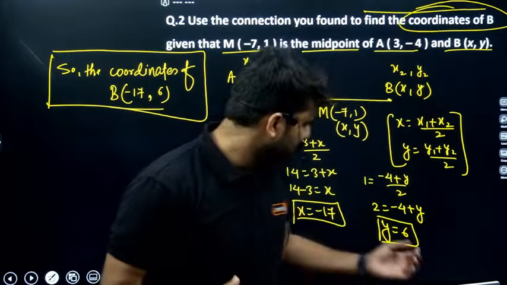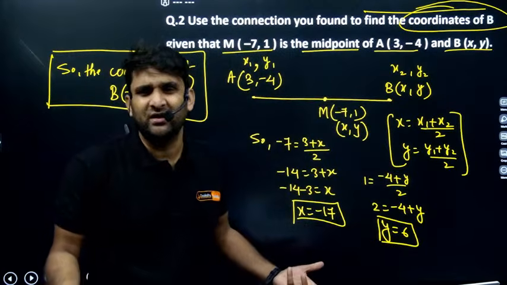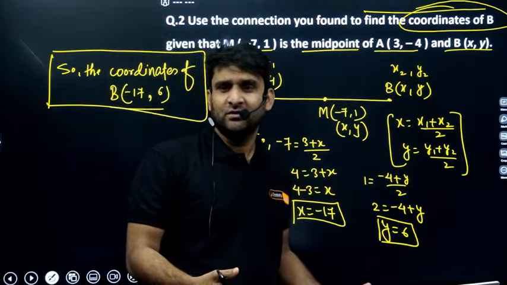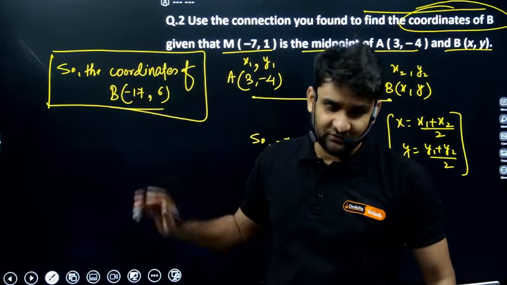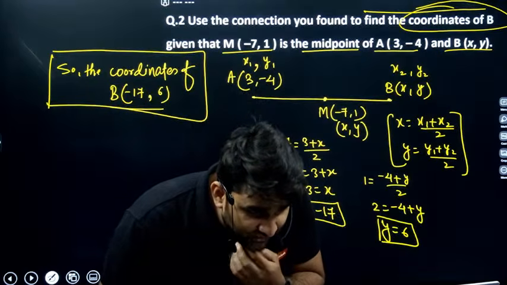When you leave the answer in this form, x and y, what are x and y? X and y are the coordinates. What were we looking for? We were looking for the coordinates of B. So make sure to write the final answer in words. Yes, very good. Clear, sir.